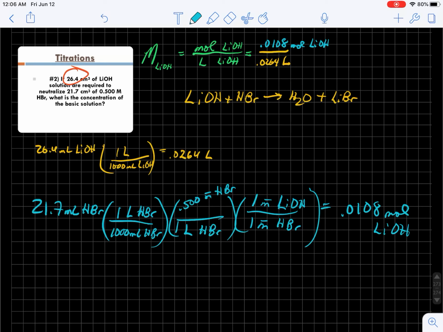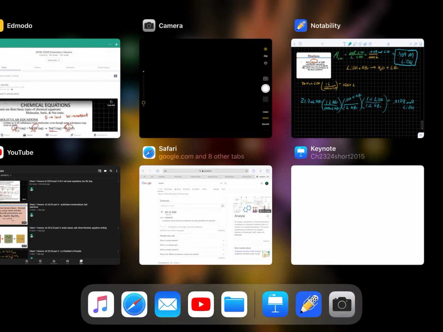And what's weird is that doesn't look right to me, so I'm going to check my calculation real quick here. 21.7 divided by 1,000 times 0.5. Make sure I hit the right buttons on the calculator. I did. 0.0108 divided by 0.0264 gives me, yeah, this is correct, a concentration of 0.409 molar lithium hydroxide. That's it. We're done. Thank you very much.